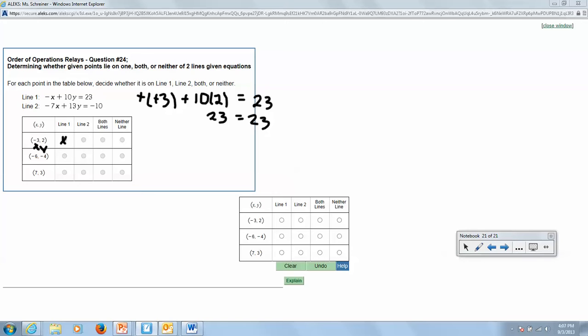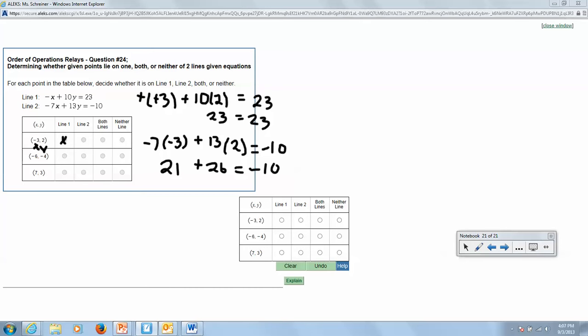So we have -7, and we're putting the -3 in the x spot, and then the 2 in the y spot. So that's +21, because the two negatives make it positive. And then +26, that's not going to equal -10. We don't even have to finish it because we know it's not going to work. So we know that line 1 would be the correct answer because it doesn't include line 2, so that means it's not both lines and it's not neither line.